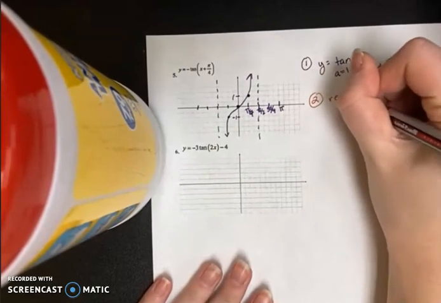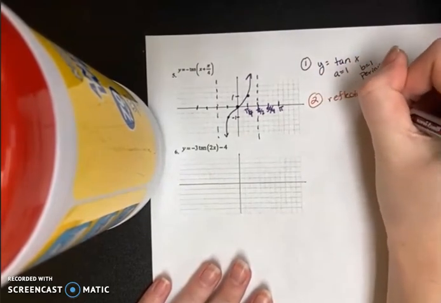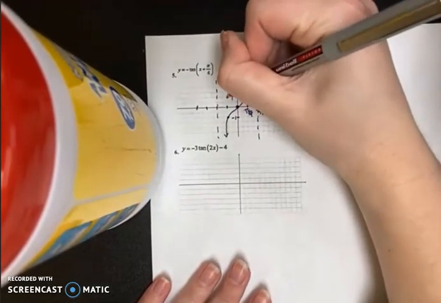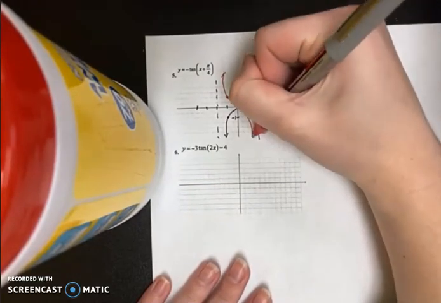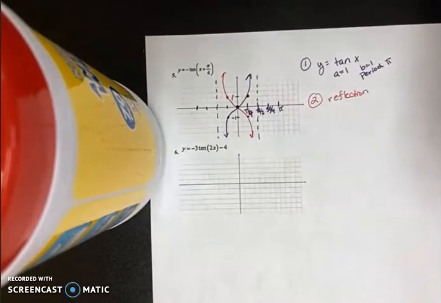Transformations are second, and I say do the reflection first. That's just going to make it easier on yourself. So you can check and see that my red graph is in fact a reflection.